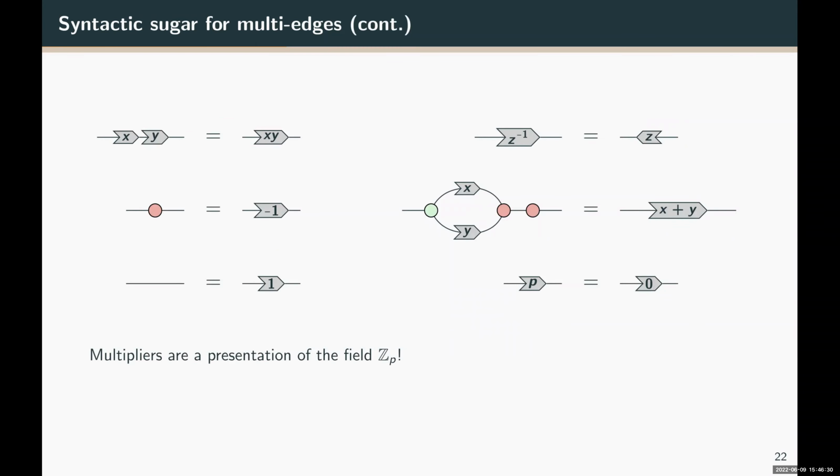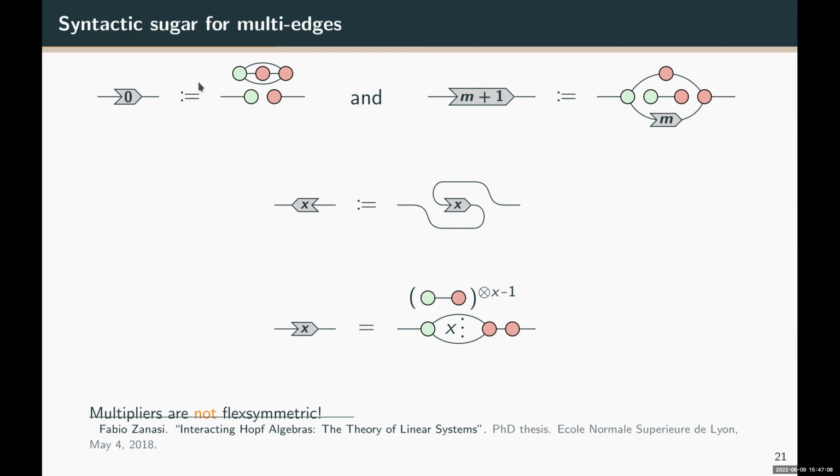Now, these multipliers verify the following equations, which basically just say that the multipliers are a representation of the field ZP. That is, we have a rule for multiplying them, a rule for summing them together, a rule for multiplicative inverses, a rule which corresponds to the characteristic equation in terms of multipliers. That is, if I have a p-ary version of this Hopf on the left side, then this is equal to the zero diagram, which, if you recall from the previous slide, is just this cut edge.